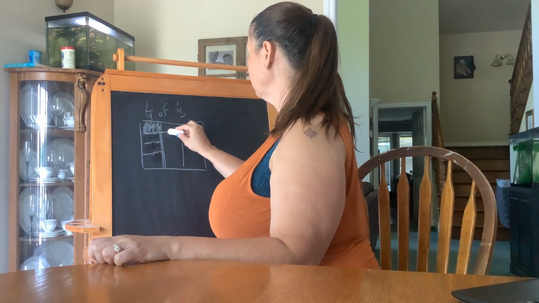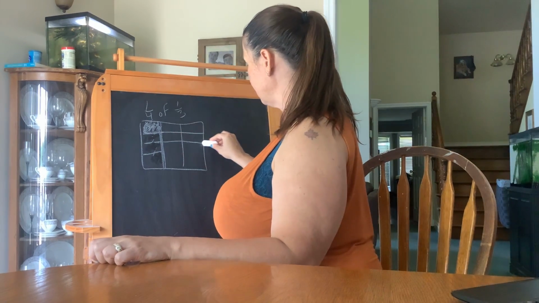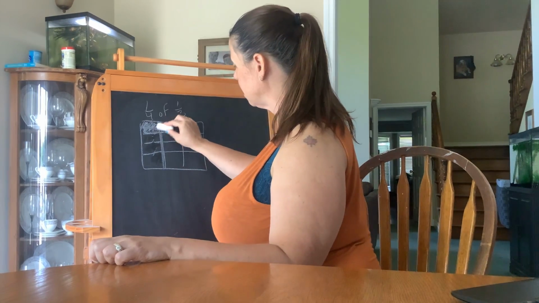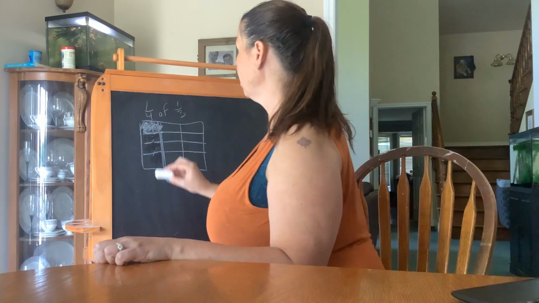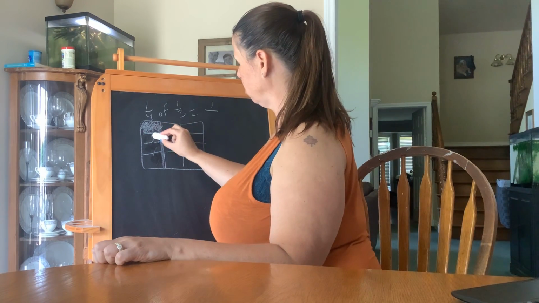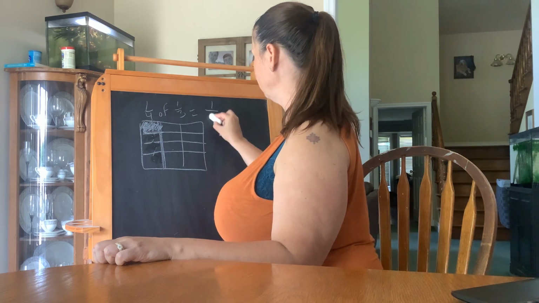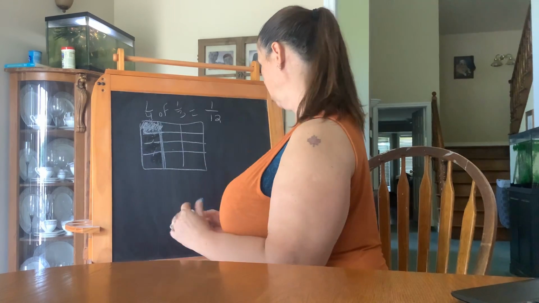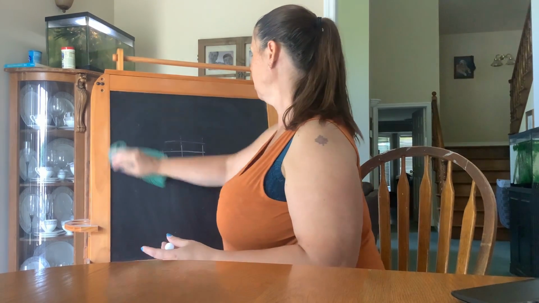How they've chosen to show us this is if I extended these lines and made it into all equal pieces, I would have 1 out of 1, 2, 3, 4, 8, 12. 1/12. So 1/4 of 1/3 is 1/12. Okay? Let's have a look at the first question.